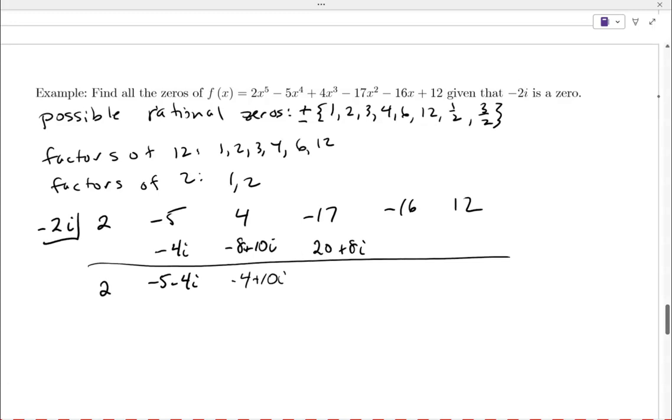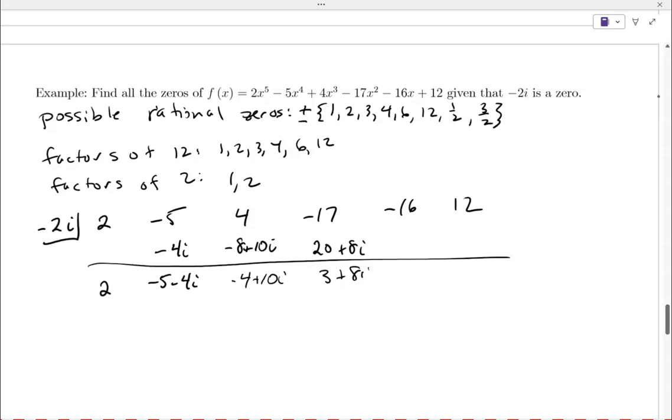So negative 2i. Negative 2i times 10i is negative 20i squared. That's what makes it positive 20. Negative 2i times negative 4 gives you plus 8i. Add down, we get 3 plus 8i.